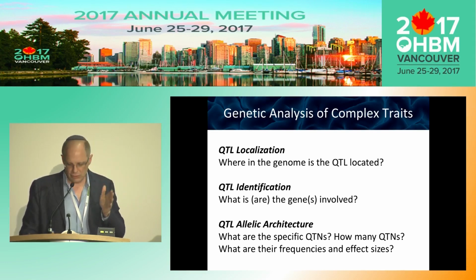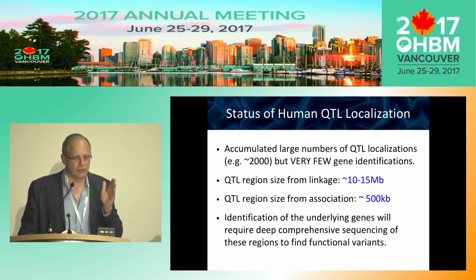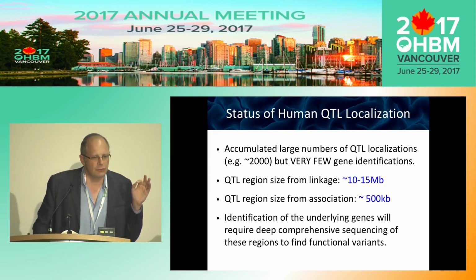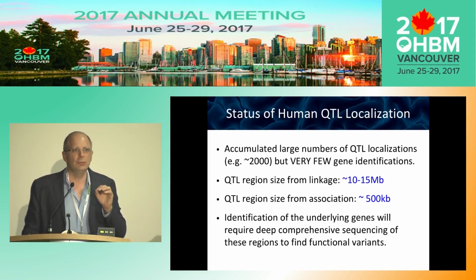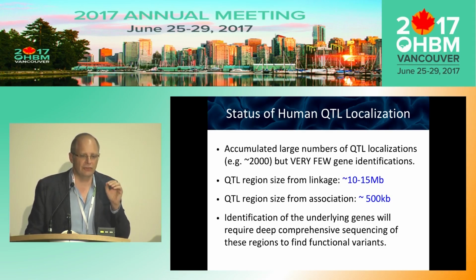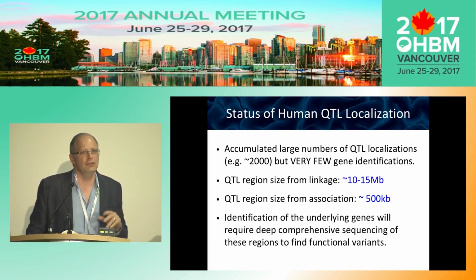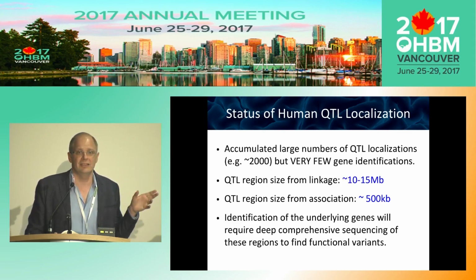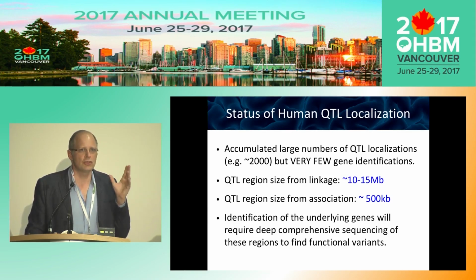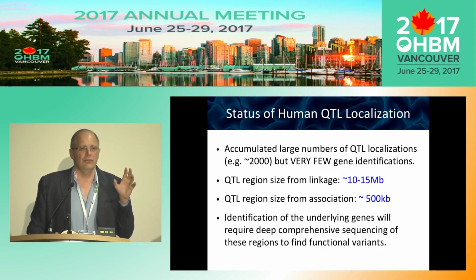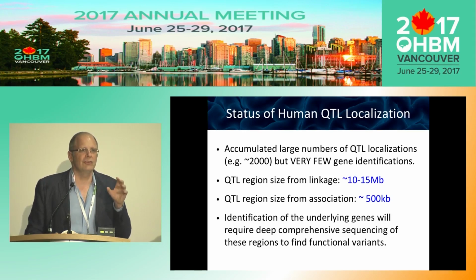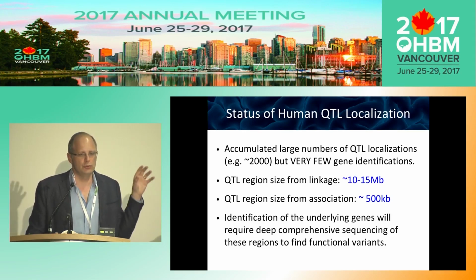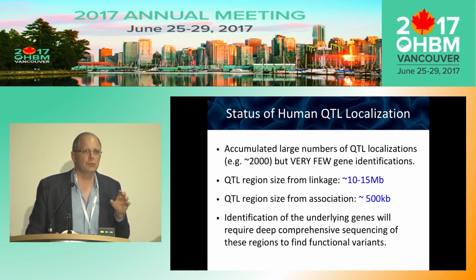Okay, so the point is that the work that we've been doing thus far has really been primarily accumulating QTLs. Right? So there's an estimate that we have about 2,000 loci that have been identified through different GWAS studies to date. Actually, this was about 3 years ago when this estimate came out. So we have a lot of loci, but very few of those loci have actually been turned into true gene identifications. And there are some reasons for this.